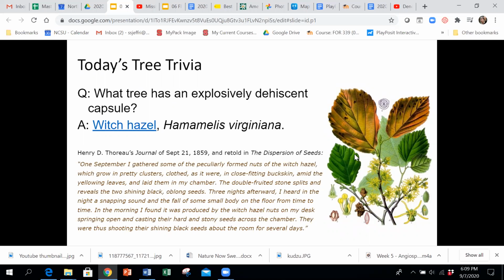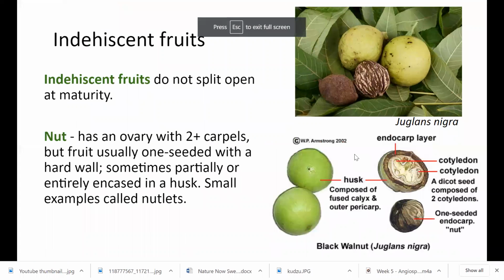They were thus shooting their shining black seeds about the room for several days. So it's a kind of neat description of what happens. And so explosively dehiscent is an evolutionary advantage, right, that results in better and farther dispersal. We'll talk about that more in just a minute.